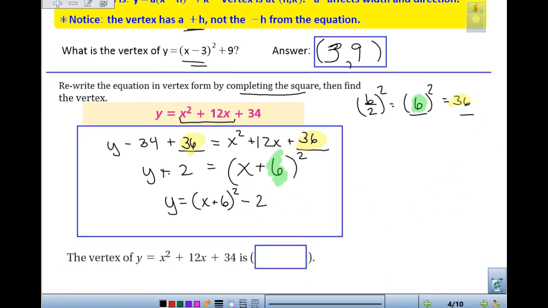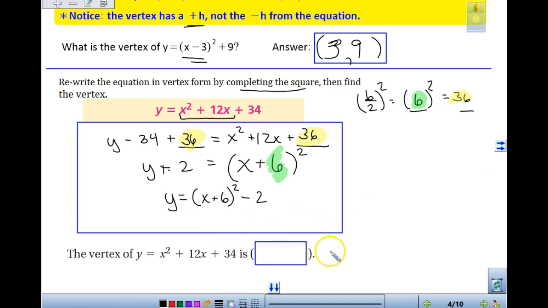So check with your shoulder partner right now. What is our vertex in this? Or the people sitting by you, what is our vertex? Write that down right now. Using this form of the equation, what is our vertex? And check with the people by you. Okay? Ryan, what'd you get? -6, -2.